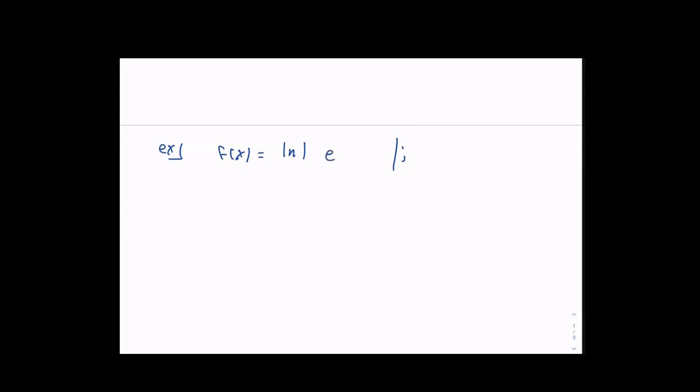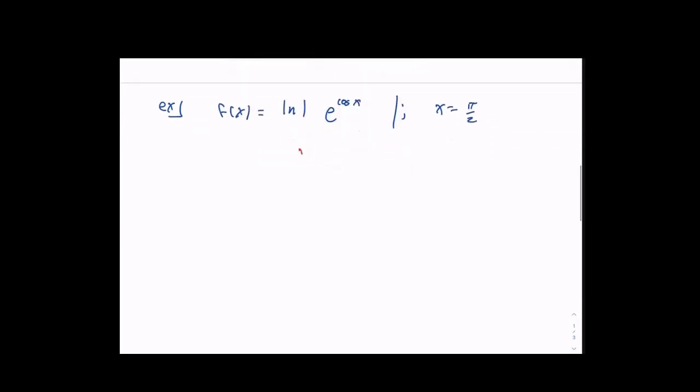Sorry, I wish I had this problem written down. My notes weren't printing. f of x equals the natural log of e to the cosine of x, at x equals pi over 2. That should work. All right, so once again, we're trying to find a tangent line. So my tangent line equation is y minus f of pi over 2 equals f prime of pi over 2 times x minus pi over 2. Now this deals with all three transcendental types of functions: natural log, exponential, and trigonometric.